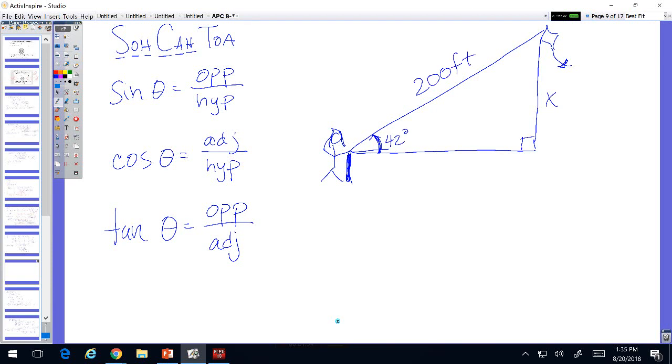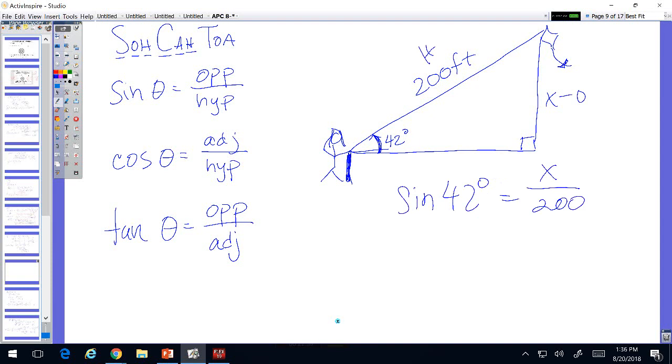How do we set that up? It is a ratio of which two sides? The opposite, because this is the angle with which everything is referenced, 42. So x is opposite, and the 200 is across from the right angle, which forces it to be the hypotenuse. So this would be which trig function? Sine. Sine is a ratio of the opposite and hypotenuse. So we would say sine of 42 degrees is equal to the opposite over the hypotenuse.